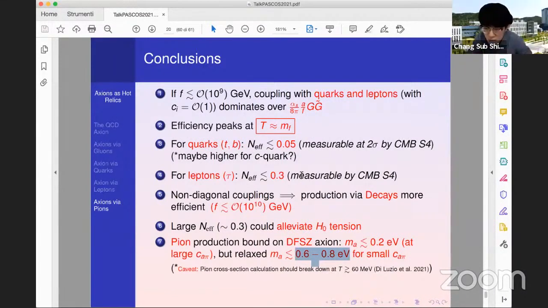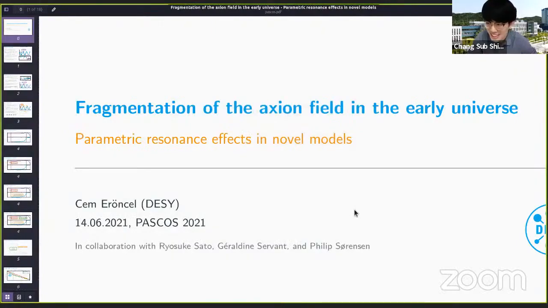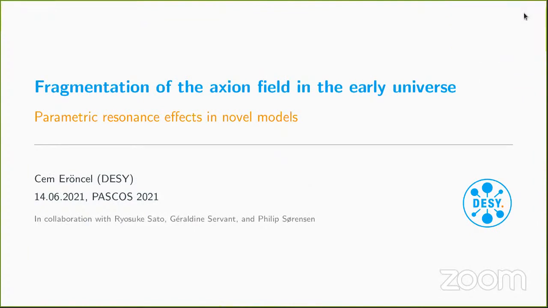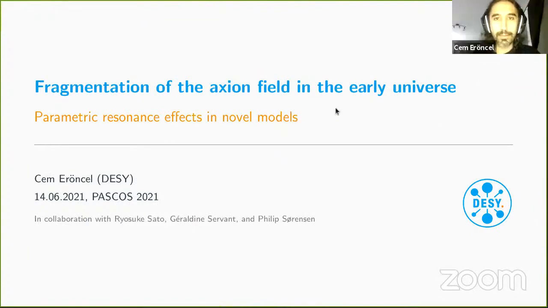I couldn't see any other questions, so let's thank the speaker again, and let's move on to our last speaker of this session. Okay, Jim Aronson, right? Is it correct? Yes, correct. So our last speaker will talk about the fragmentation of the axion field in the early universe. So please start. Okay, are you seeing my full screen, right?